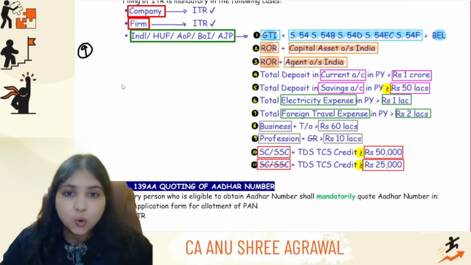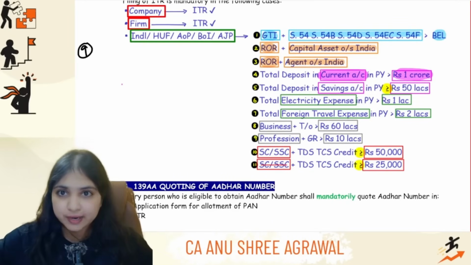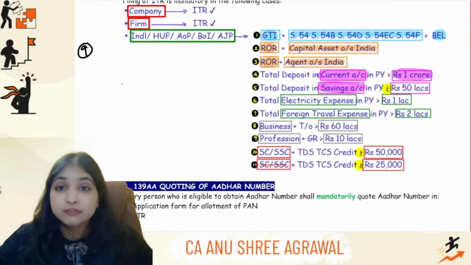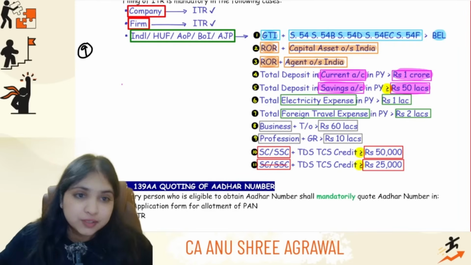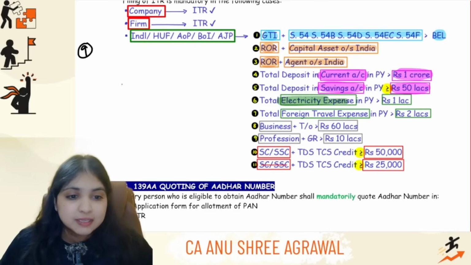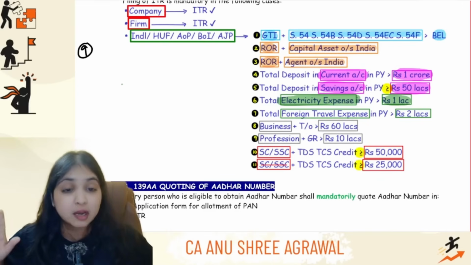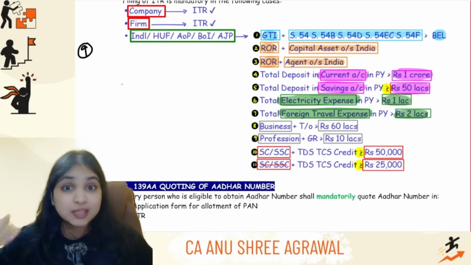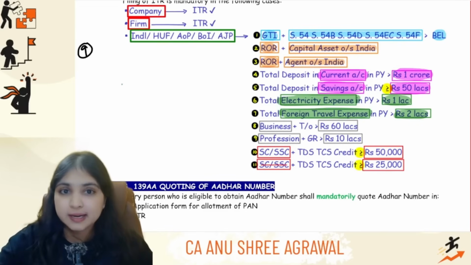Then we'll check the total deposit in the current account. If the assessee has totally deposited more than 1 crore rupees in the current account, that assessee has to file ITR. Then we'll check how much the assessee has deposited in his savings account. If the total deposit in savings account is at least 50 lakhs, that assessee has to mandatorily file ITR. Then, if the total electricity expense of the entire year is more than 1 lakh rupees, again that assessee has to file ITR. If the total foreign travel expense of the assessee is more than 2 lakh rupees during the entire year, again the assessee has to mandatorily file ITR.